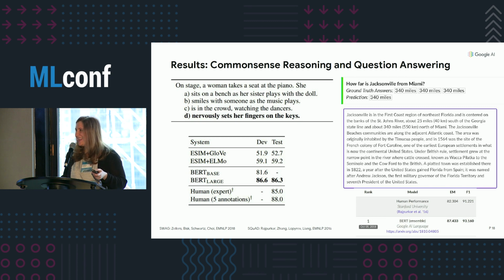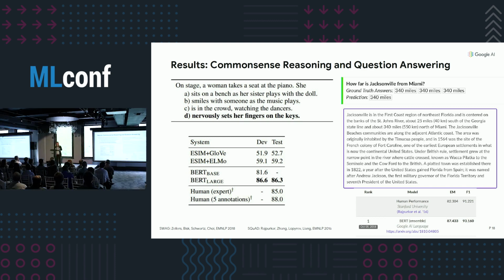And then for the question answering, this is the SQuAD task I told you about. So you're given a question like how far is Jacksonville from Miami, and then a passage, and then you have to give the span that answers the question. So 340 miles. And so here, this is the first time we passed human performance on this data set.